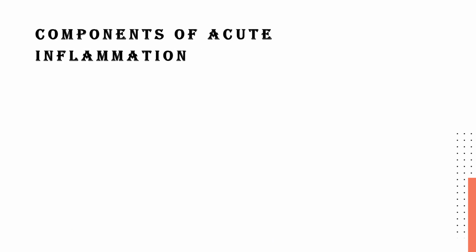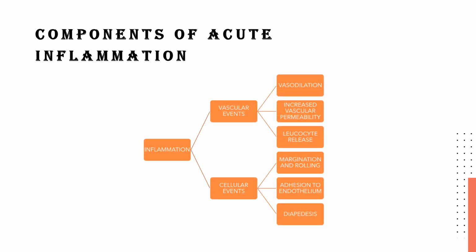To simplify that very complicated definition that I just told you, let us divide the entire acute inflammation into two events. One that occurs in the blood vessel, which are called vascular events, and one which the particular cell will have to undergo, which is called cellular events. Vascular events can be divided into vasodilation, increased vascular permeability, and leukocyte release. And cellular events can be divided into margination and rolling, adhesion to the endothelium and diapedesis. Am I making it more complicated for you? Let me simplify this even further in the forthcoming slides.